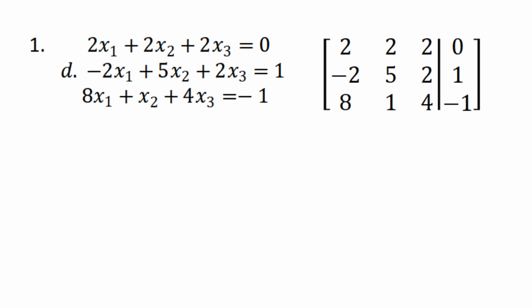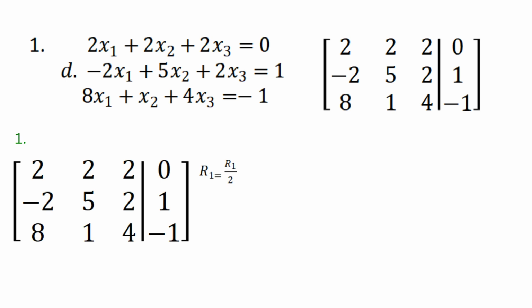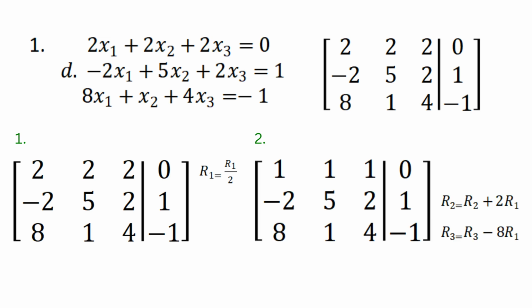In simplifying row 1, we divide row 1 by 2 to create a leading 1. By dividing it, we have the new row 1: 1, 1, 1, and 0. Just copy row 2 and row 3. Now we are going to create zeros below the leading 1 in row 1. For row 2, we add 2 times row 1 to row 2, and subtract 8 times row 1 from row 3. So we have here our updated matrix.